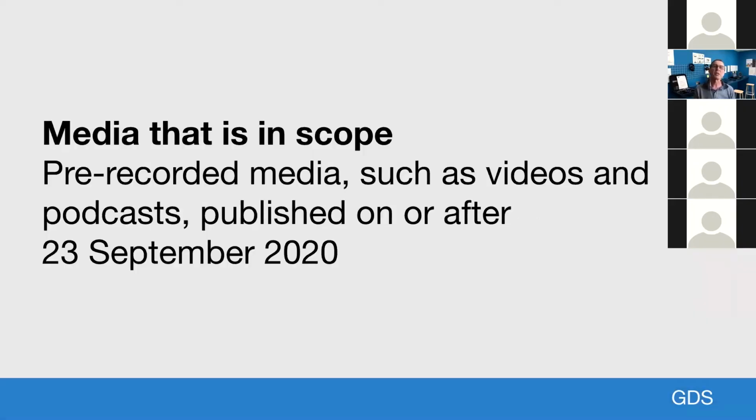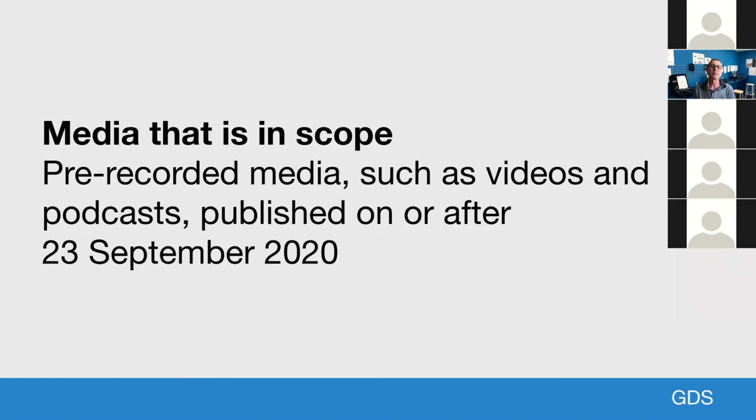And the next question, what about media, as in multimedia? Yes, that's in scope, but there are some restrictions on that, or some limitations if you like. Media that is in scope is pre-recorded media, that's videos, podcasts, that are published on or after 23rd of September 2020. So that's not yet, anything that's published after that date is in scope. Anything before that date doesn't have to be made accessible according to the regulations, but it's not exempt from things like the Equality Act, the Disability Discrimination Act.